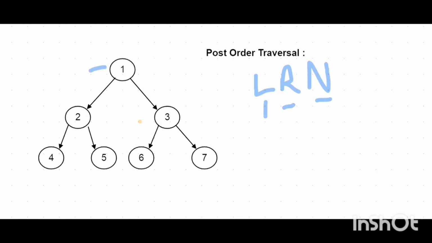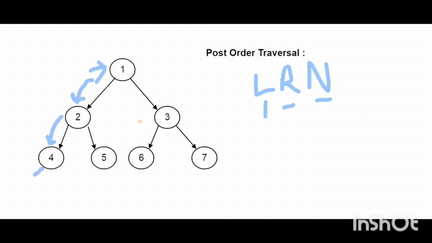Since post-order traversal is left, right, and node, first we will be visiting the left side. So we will see, do we have a left node for node 1? Yes, we have a left side node. We have node 2, and for node 2 also we'll be moving on the left side. So we have node 4 on the left side. For node 4 we'll be checking the left side of the node. Left side for 4 is null. We don't have any left child for node 4.